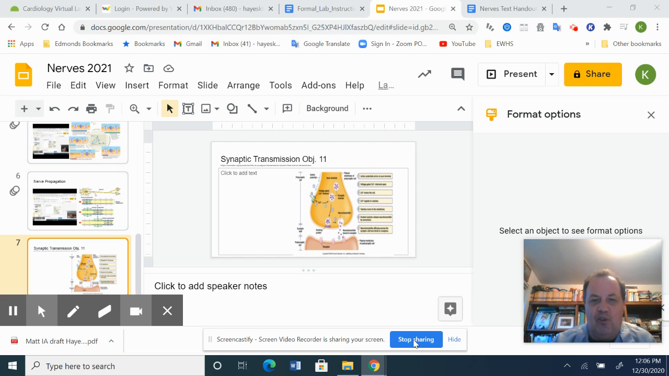Hello, this slide is showing what happens at the synapse, which is the very end of where a nerve meets a muscle or where a nerve might meet another nerve. So the axonal terminals of one axon meeting the dendrites of another nerve.